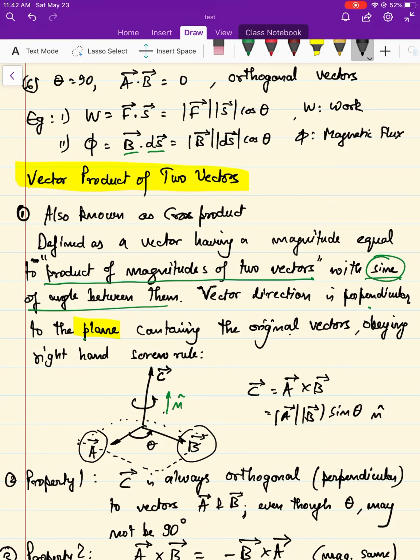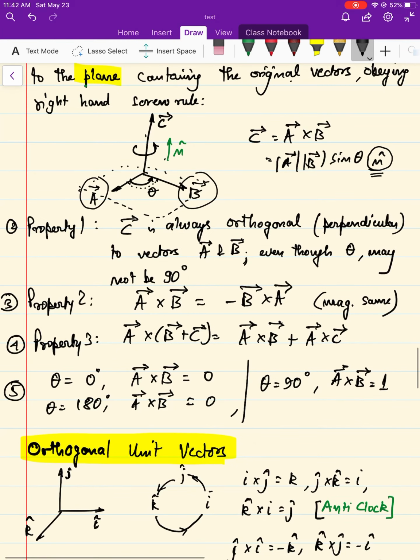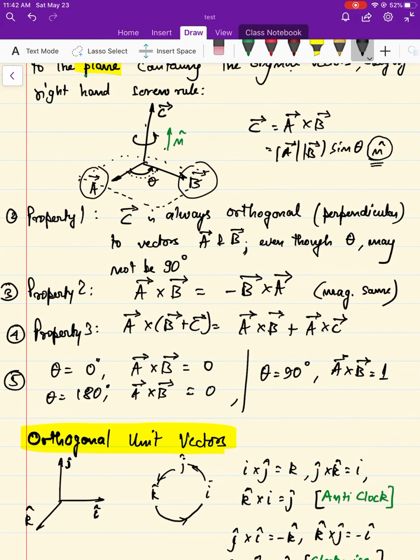So, containing the original vectors and obeying the right hand screw rule. The right hand screw rule says that if you move your fingers from A to B, your thumb will point in the direction of C, and that's how you get your direction vector, which is n cap. This is also an example of an axial vector, which we discussed when we started the description of vectors, and that's how you get the C vector. This is the magnitude of the C vector, and this is the direction.